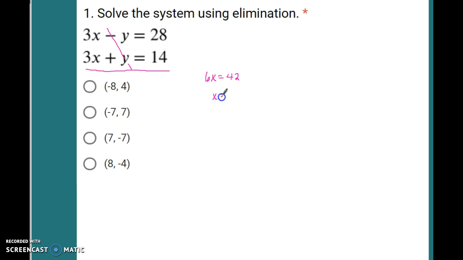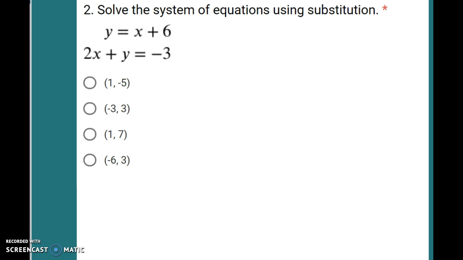When I divide both sides by 6, I end up with x is 7. I can double check by plugging that back in to solve for y. I'll use the second equation just because y is positive there. So I end up with 21 plus y is equal to 14. If I subtract 21 from both sides, I get y is negative 7.